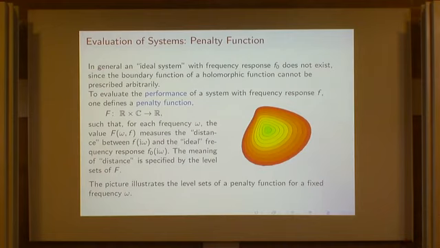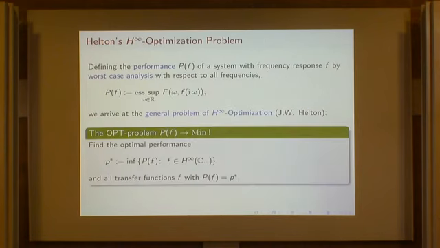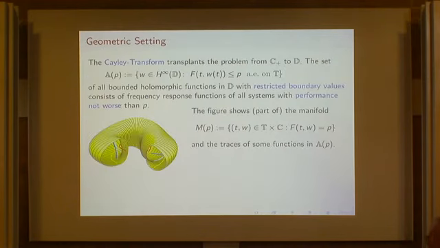And now we can define level sets and measure the performance according to these level sets. So red means the system is bad, and this operates badly at this frequency, and green means it operates good. So now this is Helton's setting of the H-infinity optimization problem. We have the penalty function, and we define the performance of a system as the supremum of this penalty function over all frequencies. And the goal is to minimize this penalty. So we are interested in the optimal performance and all transfer functions which realize this optimal performance.